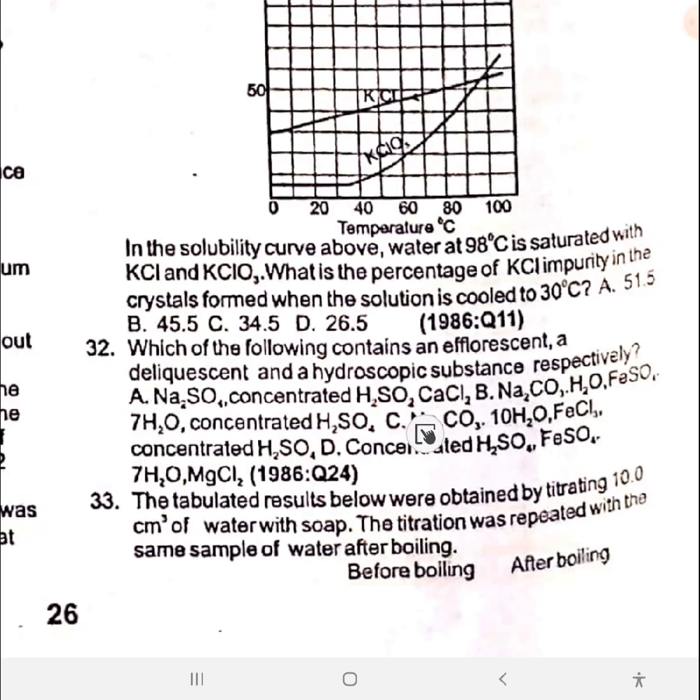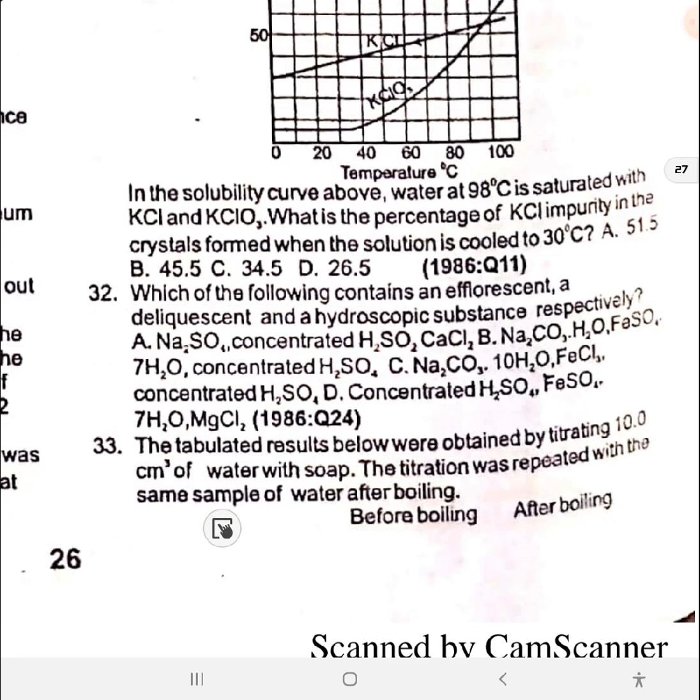32 is option C. Sodium carbonate decahydrate, or 10 water molecules, iron chloride, and H2SO4. Option C. Na2CO3.10H2O is called efflorescent. FeCl3 is called deliquescent, while H2SO4 is called hygroscopic. It can absorb water, but it will not become a liquid.